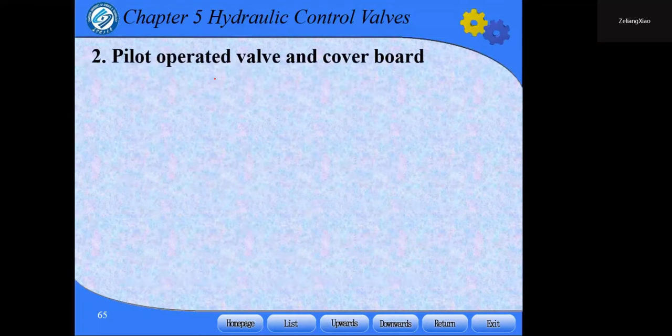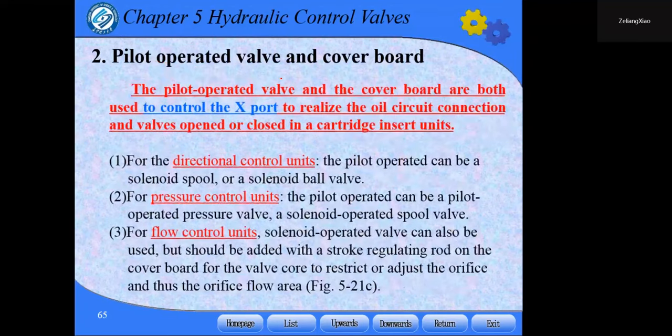The pilot operated valves and the coil board. Pilot operated valve and the coil board are both used to control the export to realize OER socket connection and the valves open or close in the cartridge insert units. One, for the directional control units, the pilot operated can be solenoid spool or solenoid poppet valves.